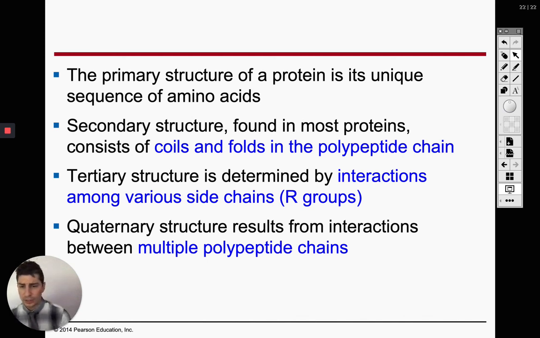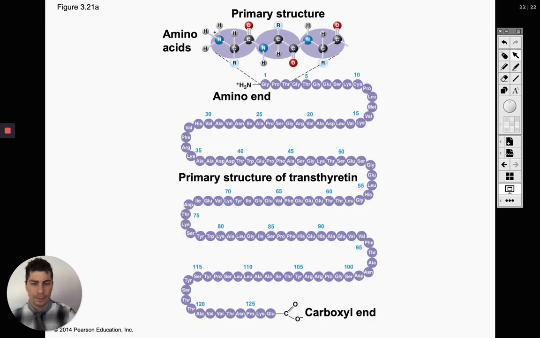Now the quaternary one, the last one, is going to be when we have more than one polypeptide chain. They're all going to come together and form an even bigger protein, okay? So the quaternary one isn't too much of folding. The tertiary one is where we actually get our three-dimensional structure. The quaternary one is bringing more polypeptides in and making, you know, a bigger model.